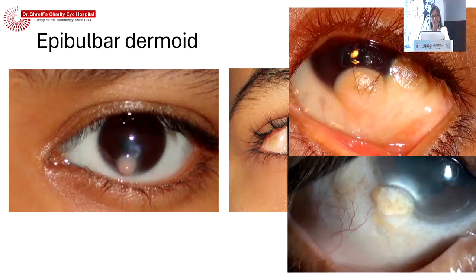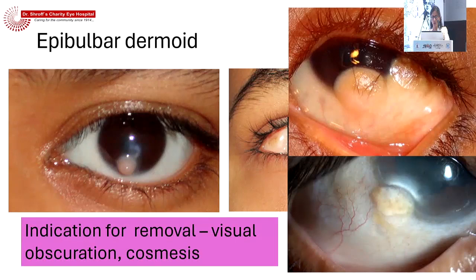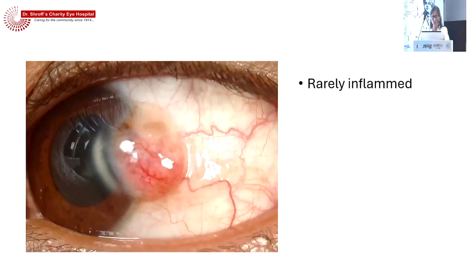So sometimes you can have hair follicles coming from the surface. It's a keratinized epithelium, and this is what sometimes causes ocular surface irritation and watering, and if that is the case, there is an indication for removal of the dermoid.